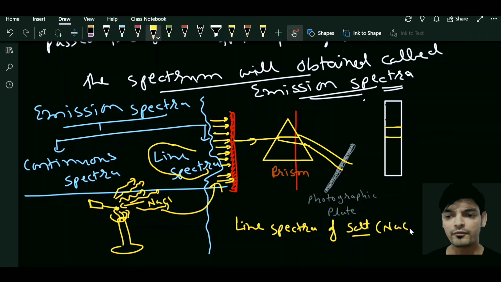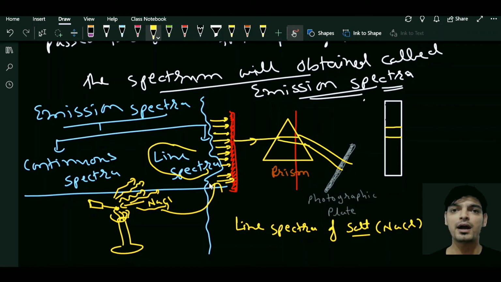Are you getting my point? When we are heating NaCl, the electromagnetic radiation will come out, meaning it will burn with a particular flame. A yellow color flame is obtained, and this emitted light we pass to the spectroscope through the prism, and then we get on the photographic plate only two bands, some lines only, and that's why it is known as a line spectra.